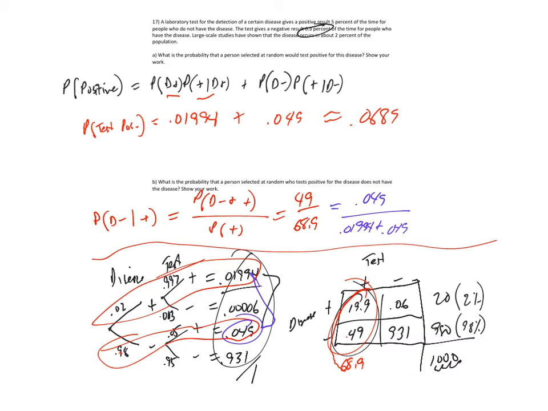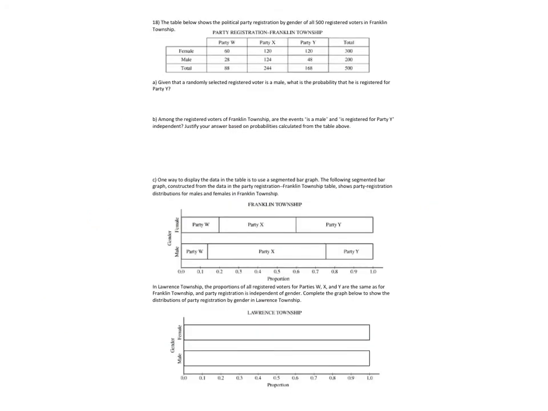If you're using the diagrams, you may not think of it like this, even though this is from our formula sheet, the A given B or B given A. So this should end up being 49 divided by 68.9, about a 0.7112 or so probability. This is a great question to look at tree diagrams and two-way tables. Let's go on to number 18 here.